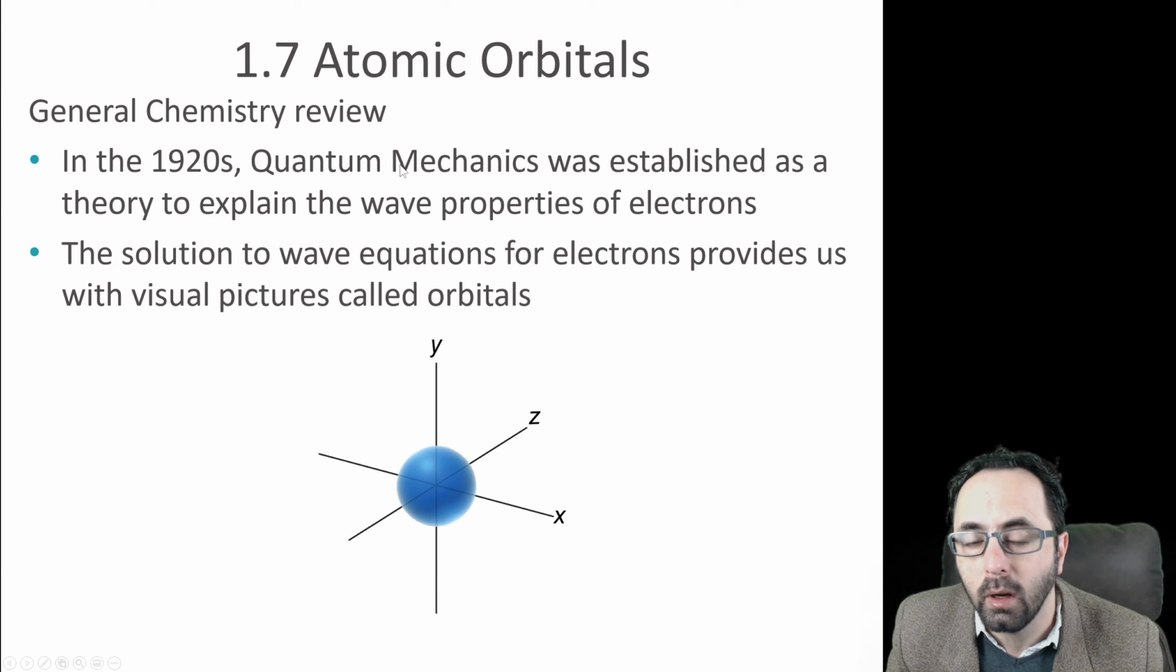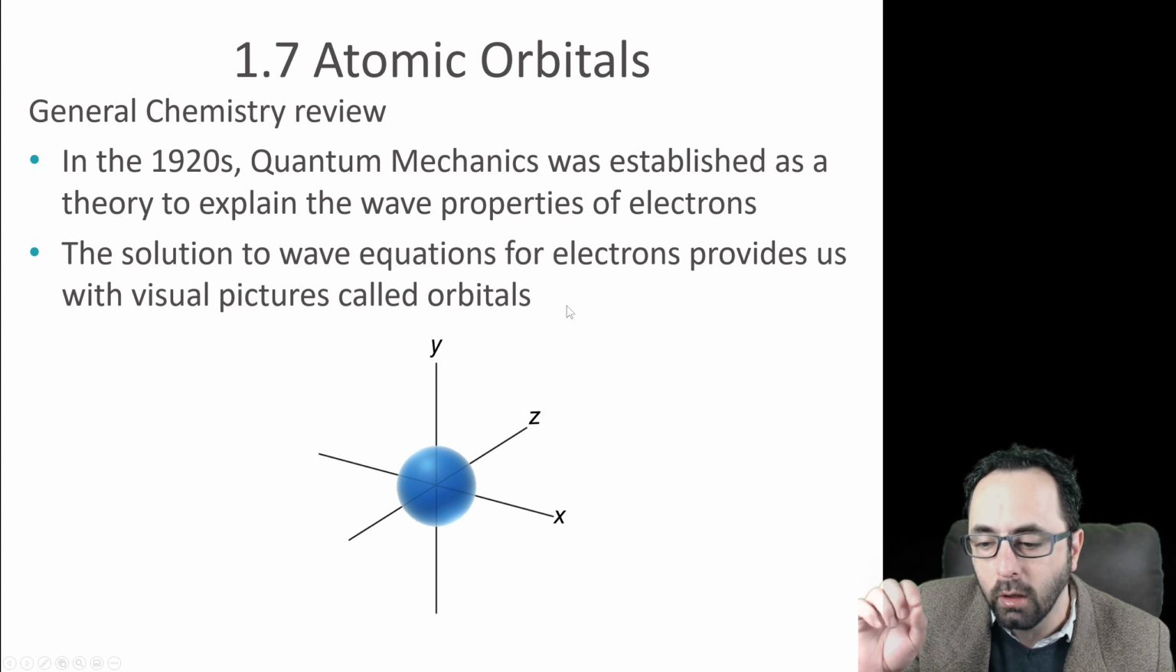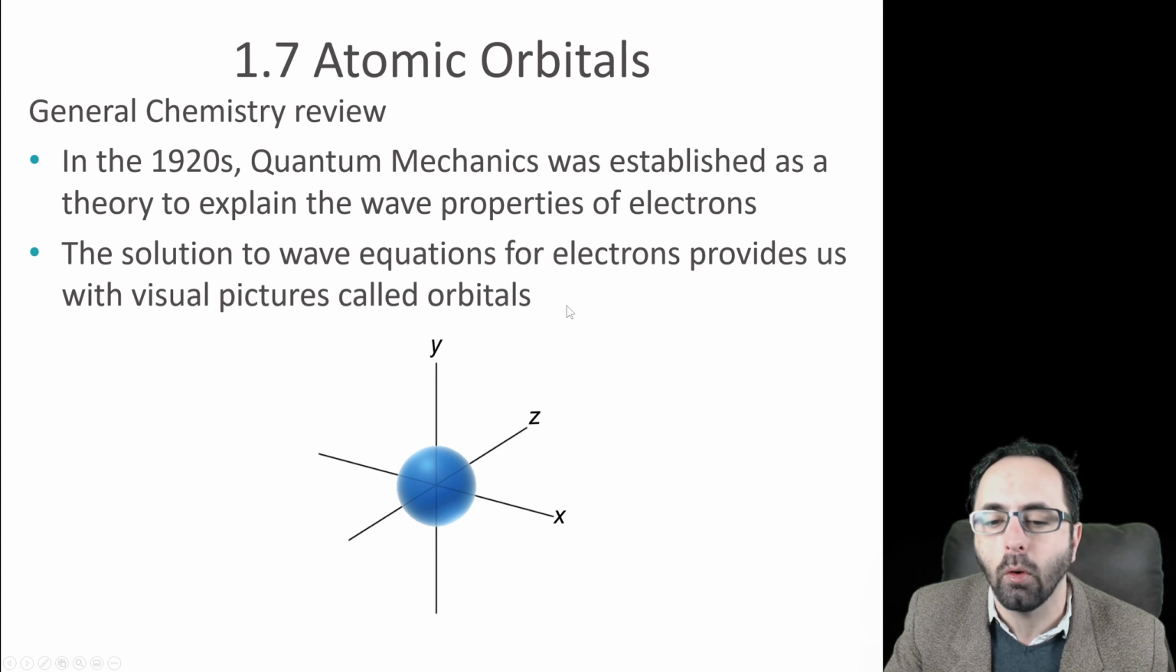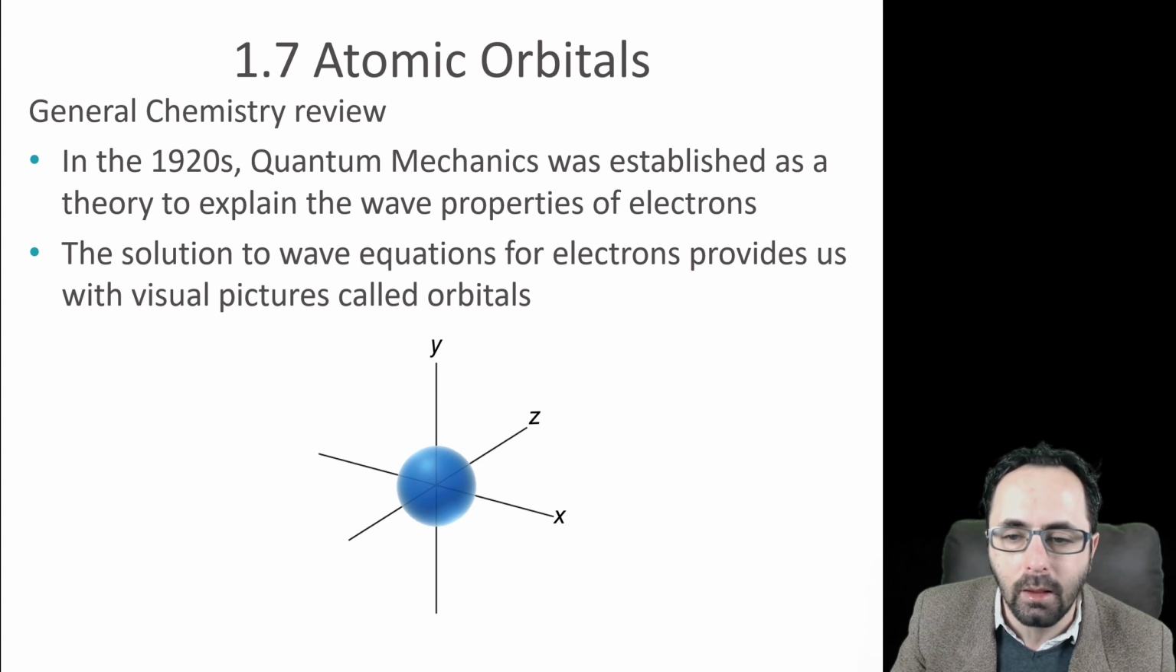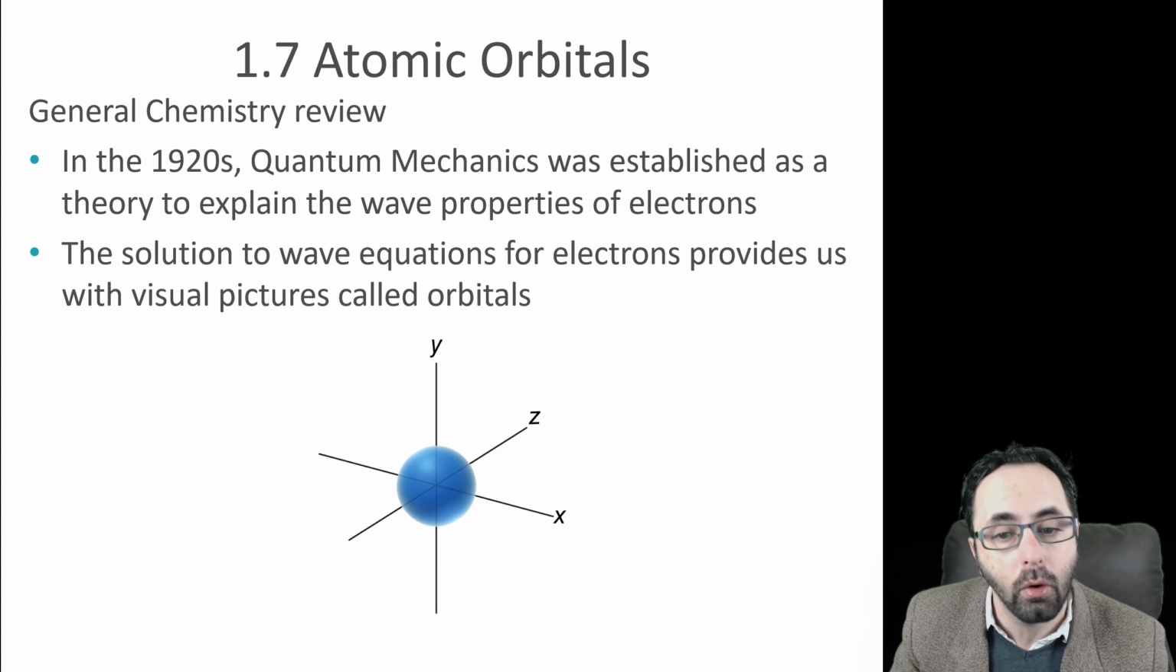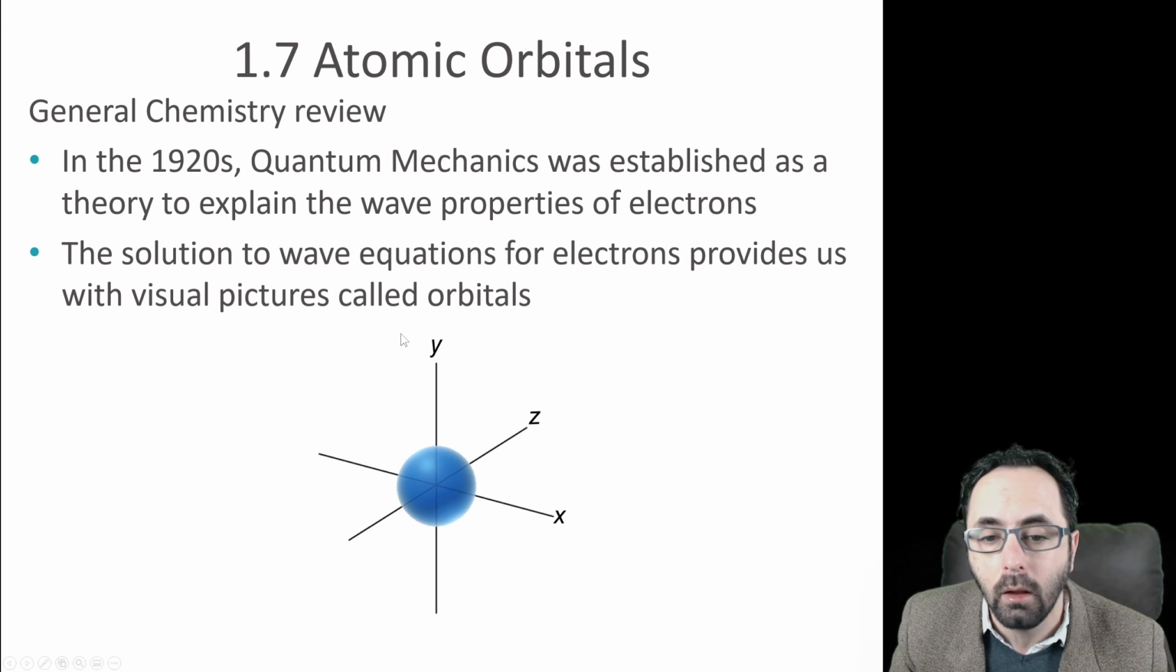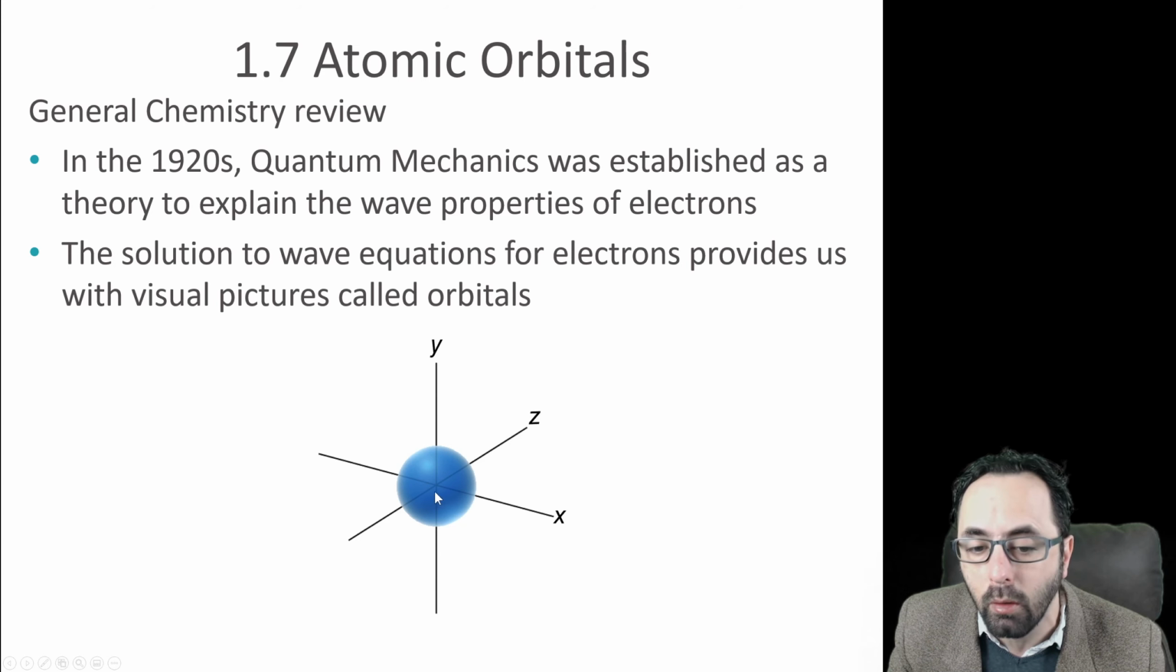So in the 1920s, quantum mechanics was established, and it established the wave property of electrons, which meant that electrons behave both as a particle, or as a piece, but also have a wave. And so we have wave equations that describe the likely locations for an electron. And those likely locations can be plotted to a graph and exhibited with pictures here that we call orbitals.